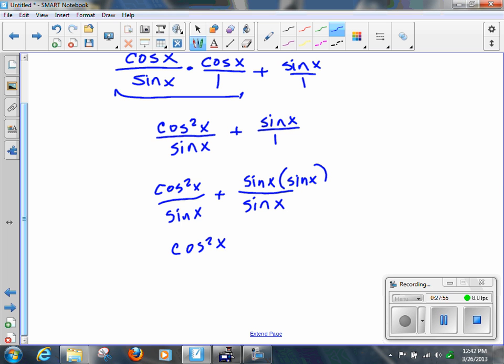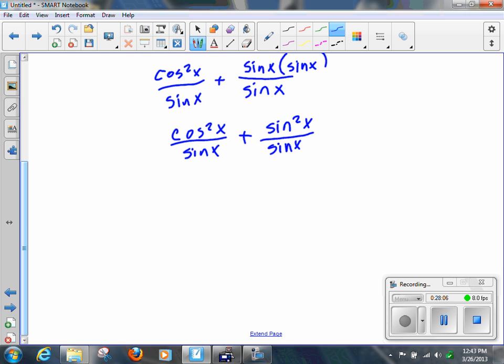Cosine squared x over sine x plus, what's sine x times sine x? Sine squared x over sine of x. Hey, I've got like denominators. Ding, ding, ding. What can I do now? Smush them together. Cosine squared, smush them together. That's how you spell it.